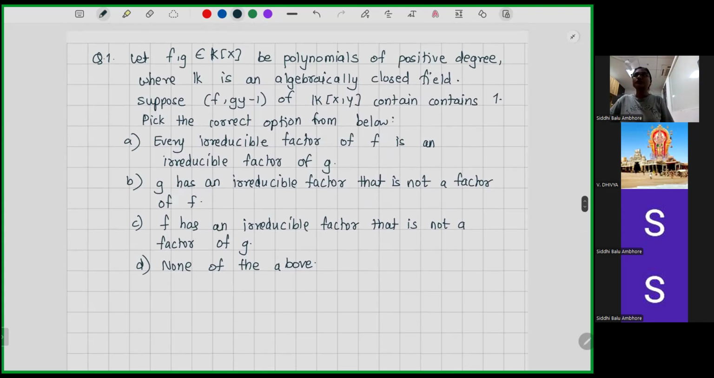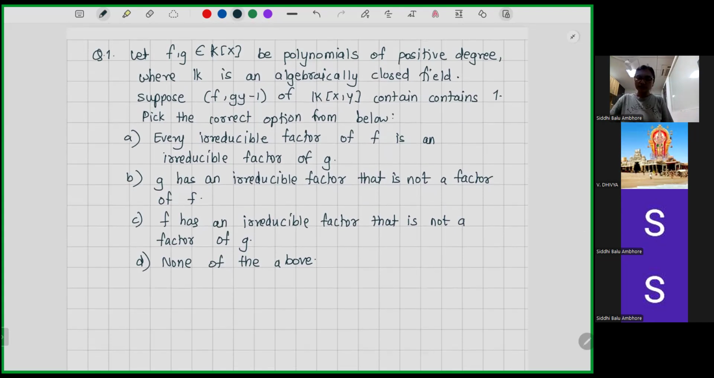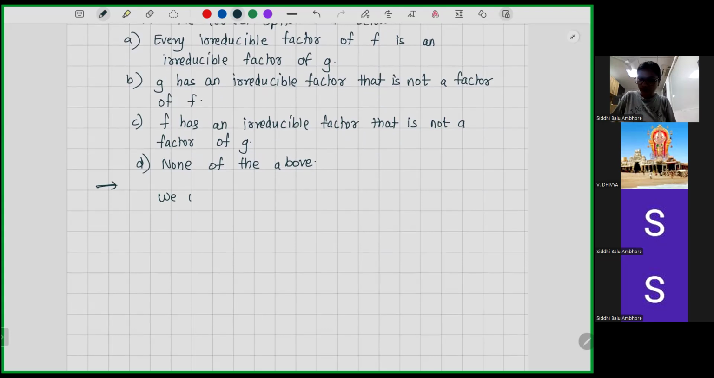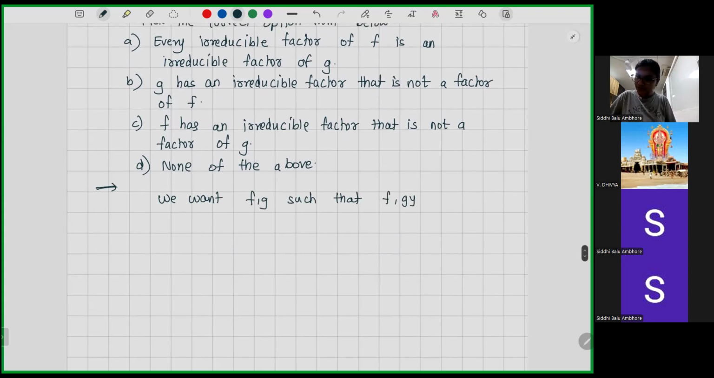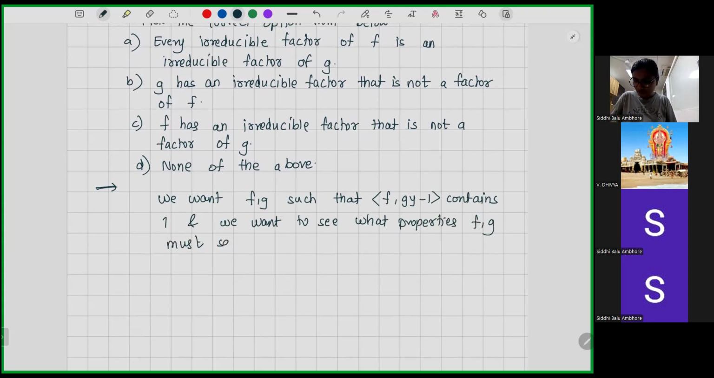Okay, so any questions on this? So this is the question, and we want this ideal (f, gy minus 1) to contain 1, and we want to see what properties f and g must satisfy to have this condition hold.